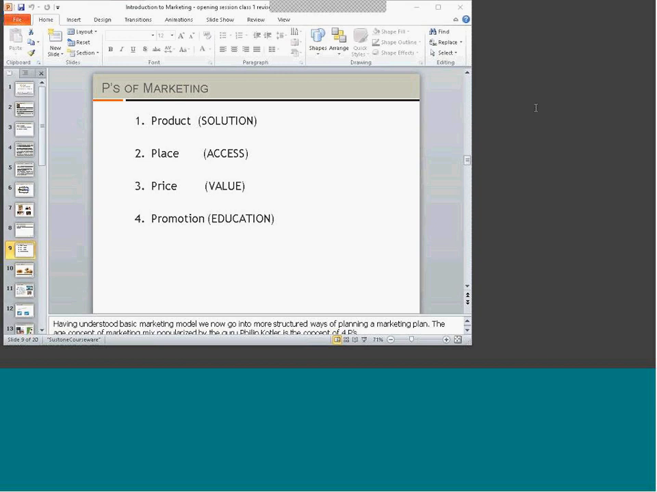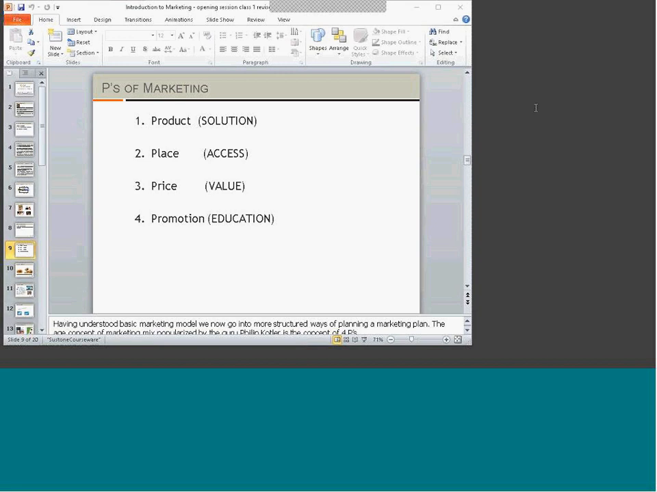So then the place and then the how about it, that is the promotion. So product, price, place, promotion. What to sell, what to sell it for, how to make the customer aware. So those are the 4 P's.